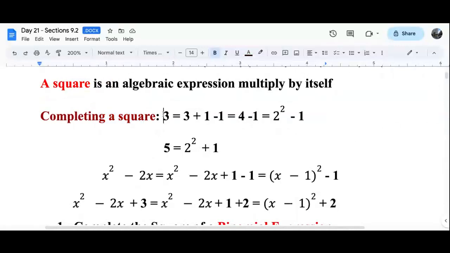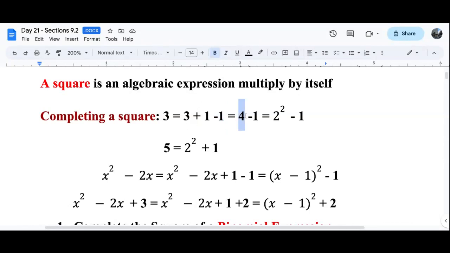Completing the squares. Let's see. If we have 3, 3 is not a square itself. However, we can add 1, subtract 1. We add 0. That's fine, right? So 0 in this case is 1 minus 1. I like to call 0 and 1 transformers because 0 is any number subtract itself, and 1 is any number divided by itself. We always use this trick in mathematics. We always add 0, multiply by 1. In this case, we add 0, and 0 is 1 minus 1.